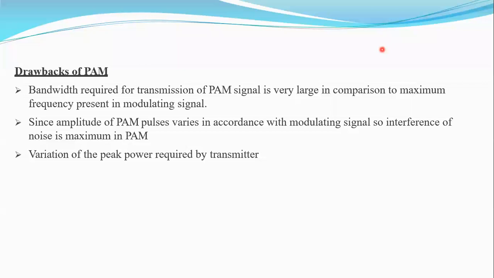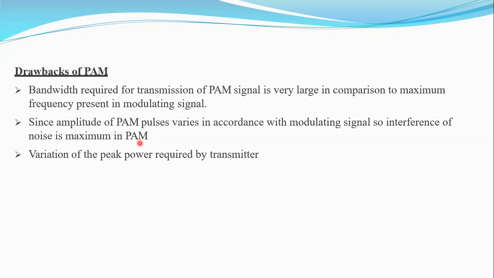Coming to the drawbacks of PAM, that is pulse amplitude modulation: the bandwidth required for transmission of the pulse amplitude modulation signal is very large when compared to the maximum frequency present in the modulating signal. It also has a major variation of peak power required by the transmitter. So this is the second drawback. And the third drawback is that the amplitude of the pulses varies in accordance with the modulating signal, so interference of noise is maximum at the peaks in pulse amplitude modulation. So these are the drawbacks of pulse amplitude modulation.